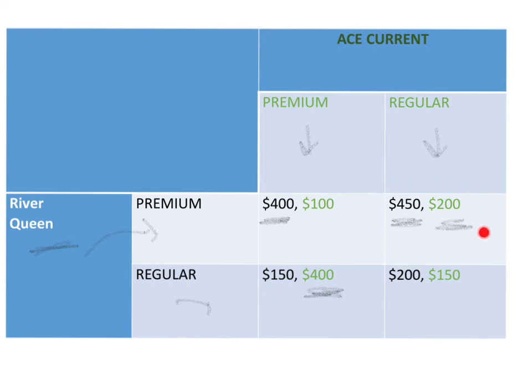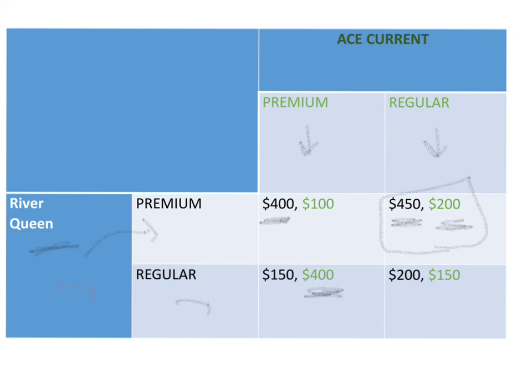Notice that there is a best response here that is shared, okay? In this cell, this is only a best response for River Queen. In this cell, the 400 is only a best response for Ace Current. But in this cell here, this is definitely a Nash equilibrium because it is the best response for both Ace Current and for River Queen. And that should make sense because River Queen has a dominant strategy. We know that River Queen should go premium regardless of what Ace Current does.